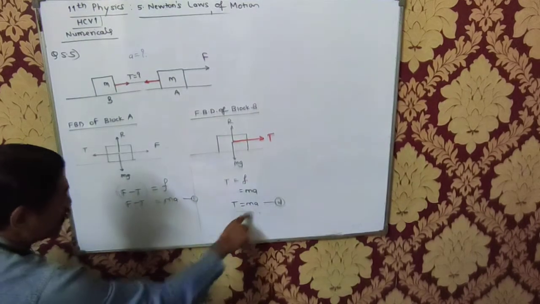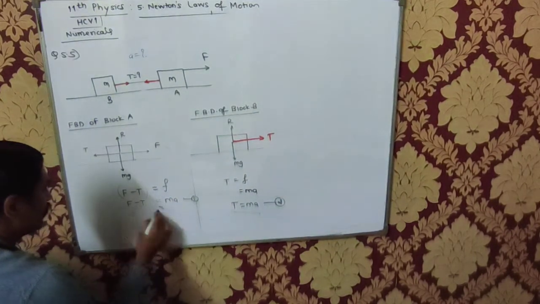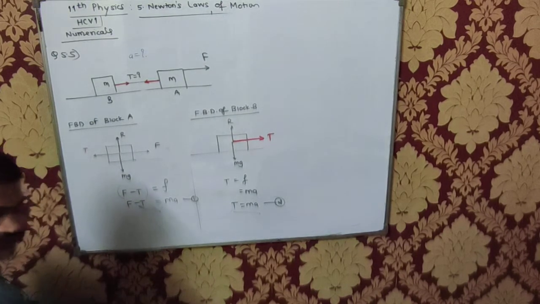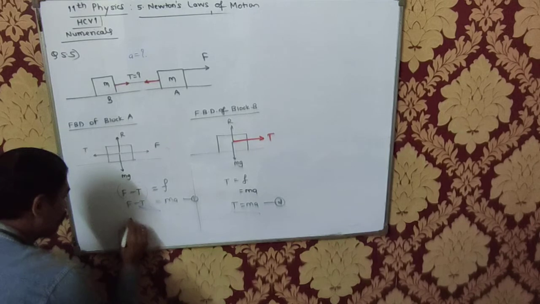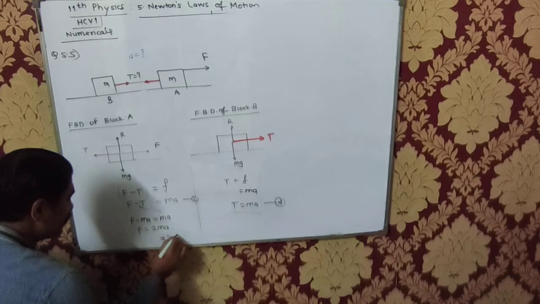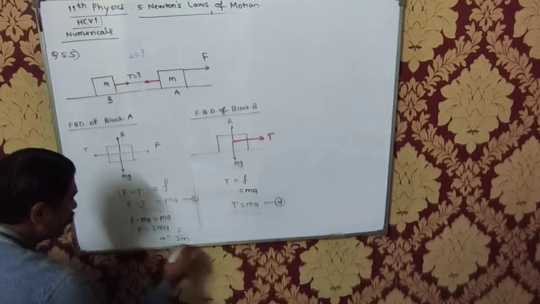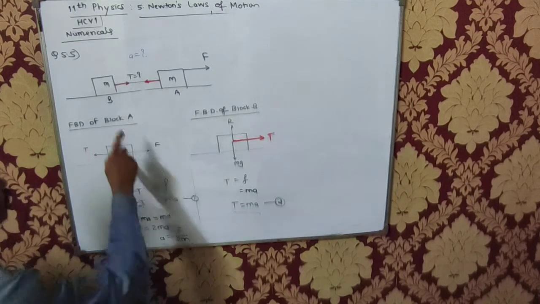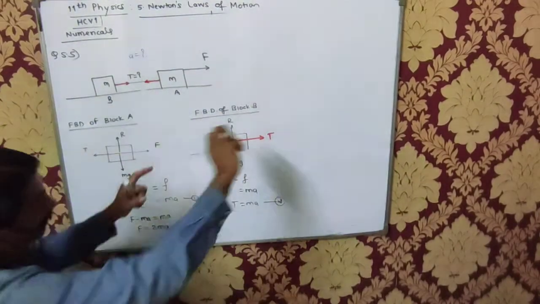So I will substitute T is equal to ma here. So this will become F minus ma is equal to ma. So F is equal to 2ma, and acceleration is equal to F upon 2m. You see? So this is the acceleration of both the blocks. Both the blocks will be moving with this acceleration.